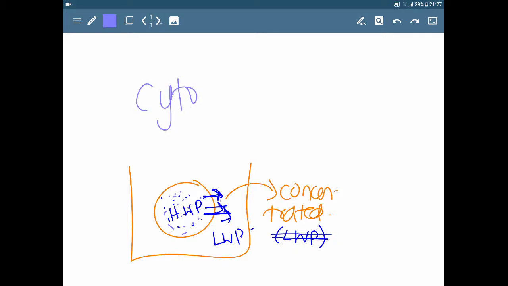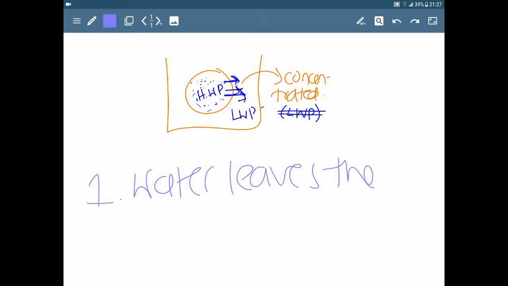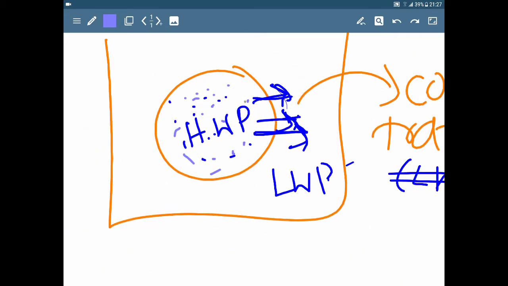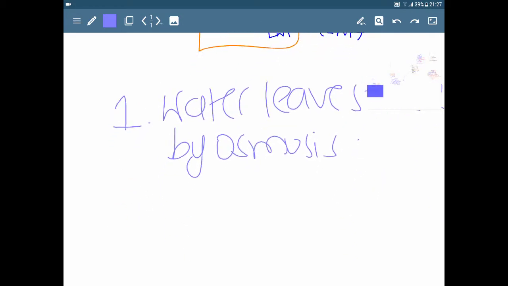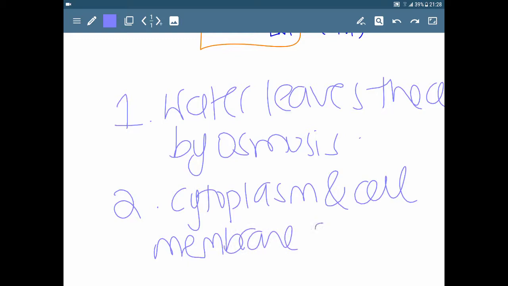Write the steps down. First, water leaves the cell by osmosis. Number 2, if water leaves the cell, then there's going to be space, so it's going to shrink. If the cytoplasm shrinks, then obviously the cell membrane shrinks. So cytoplasm and cell membrane shrink.